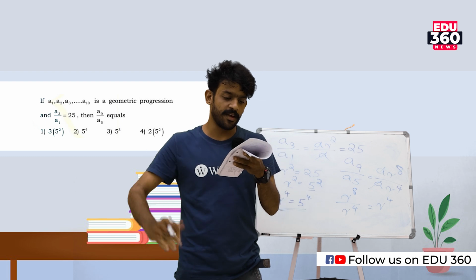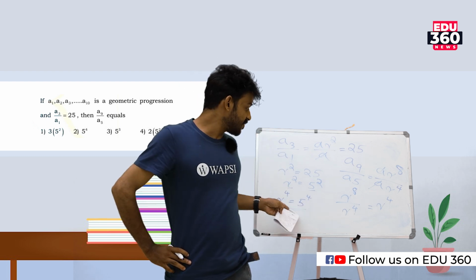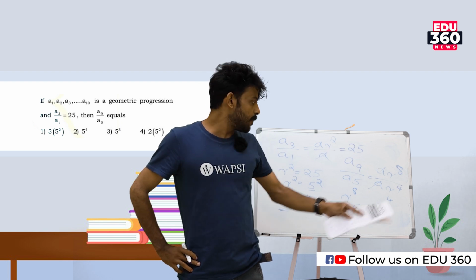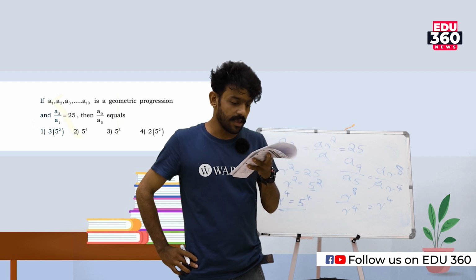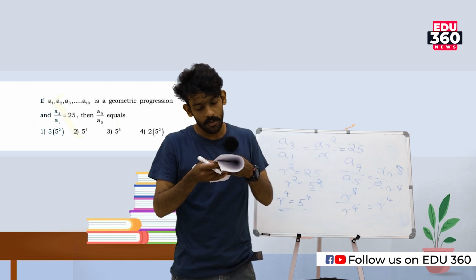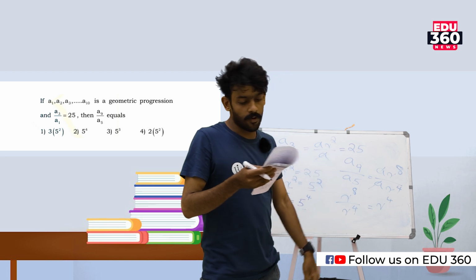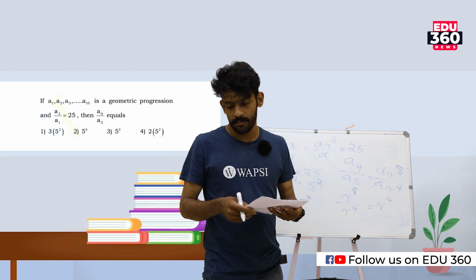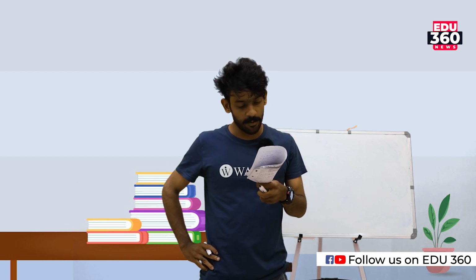Again, go through the options. While going through the options, we can see that option B shows the same: a9 by a5 is equal to 5 raised to 4. So for this question, option B is the correct answer. Okay, we can move on to the next question.